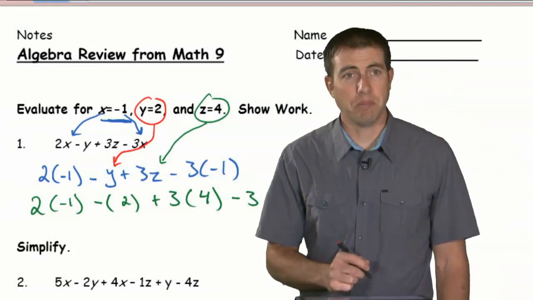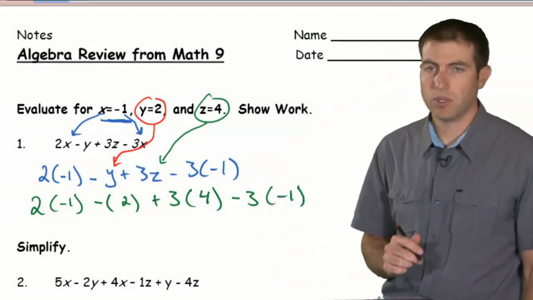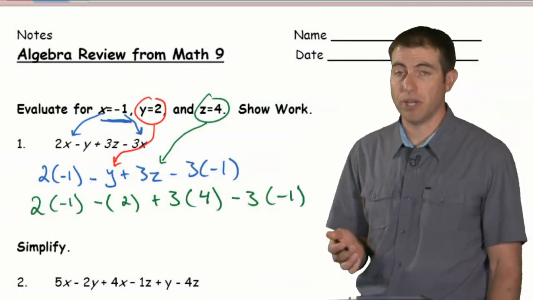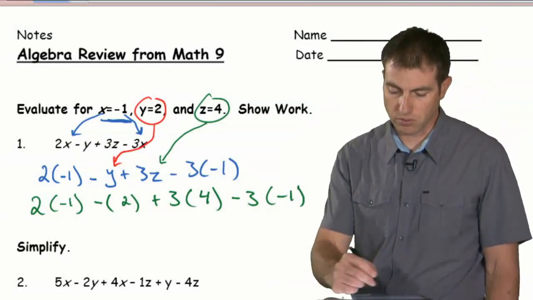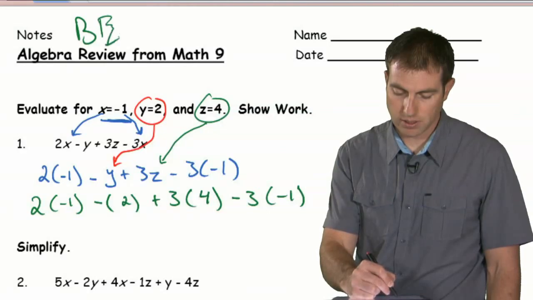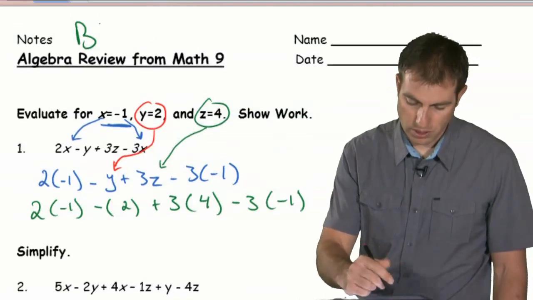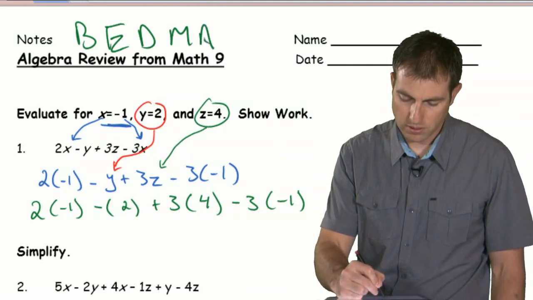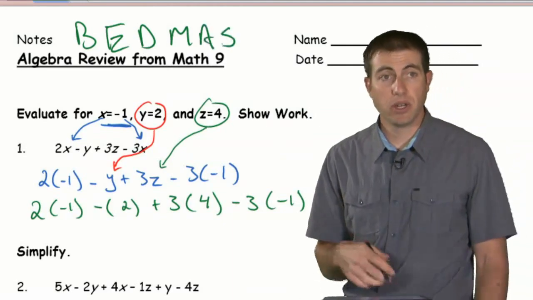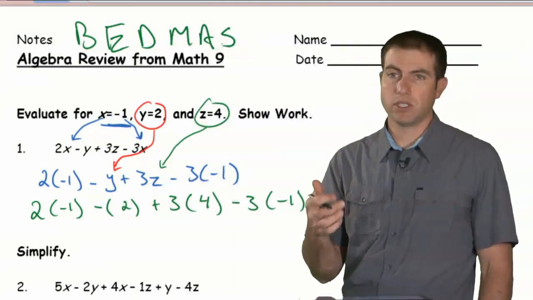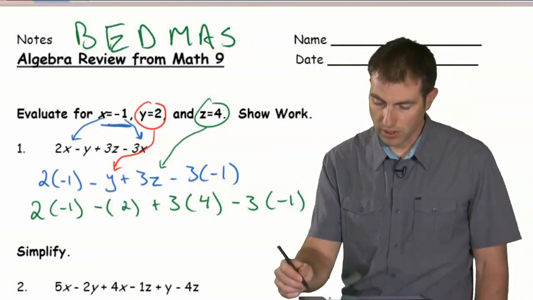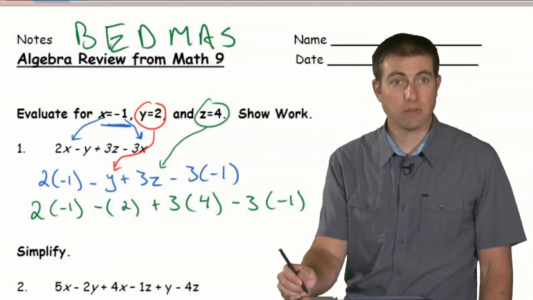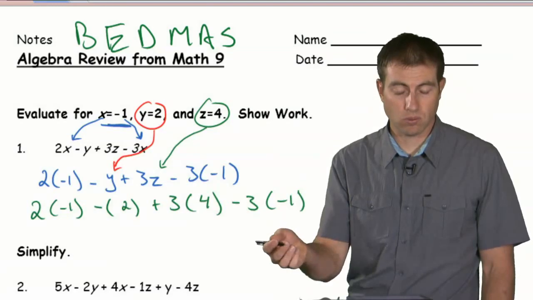Now that's all looking a bit confusing, so we need to remember our order of operations. We always write it down as BEDMAS. Very good. Remembering to do anything in brackets first, exponents, division, multiplication, addition, subtraction. So we can do the addition and subtraction after we do the multiplication.